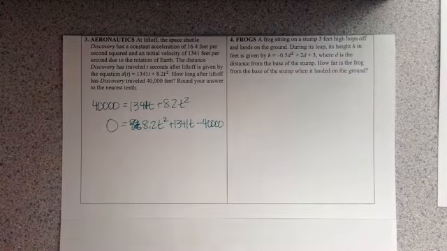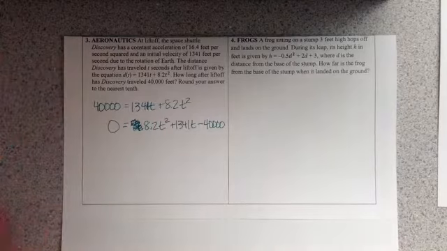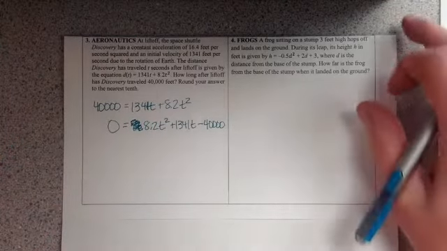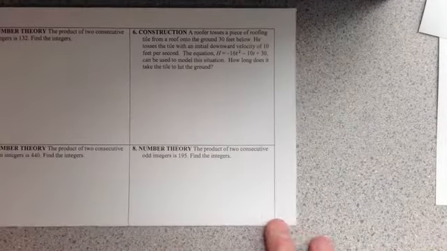So pick out A, B, and C, sorry for that little mess right there, and then use the quadratic formula. So let's look at a couple in the back. The first one on the back we're going to look at is number 7, because why not? Lucky number 7. Okay, number 7 is number theory.